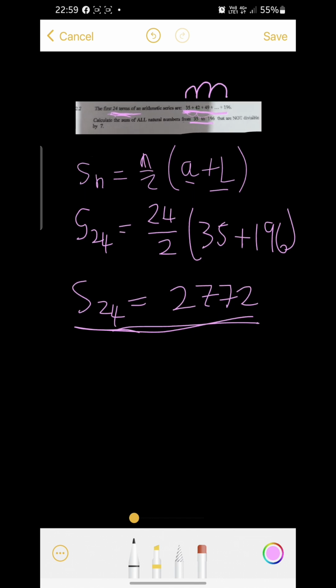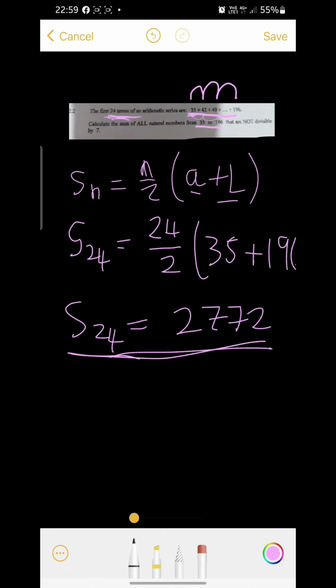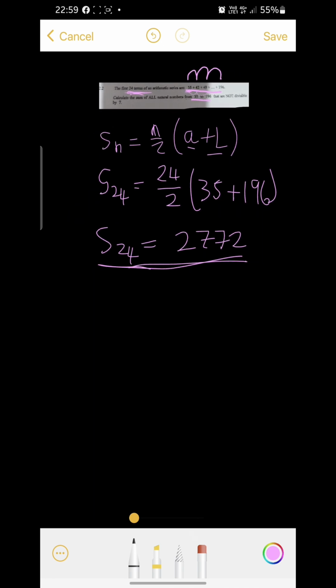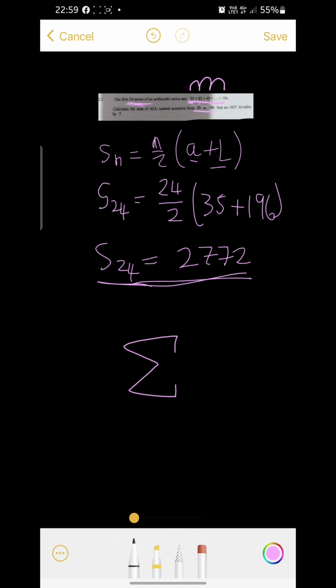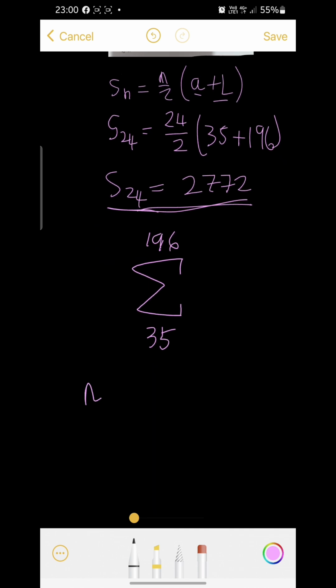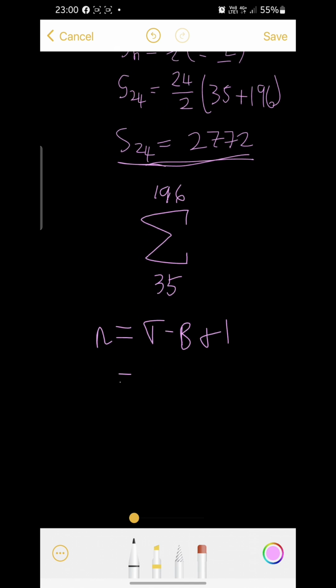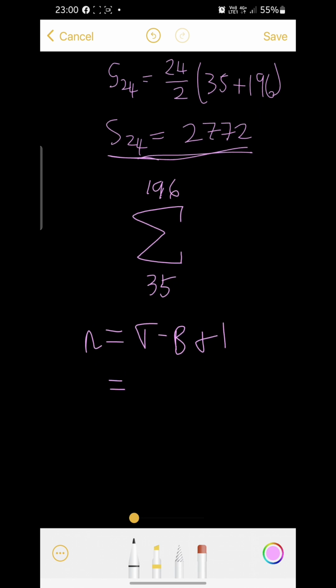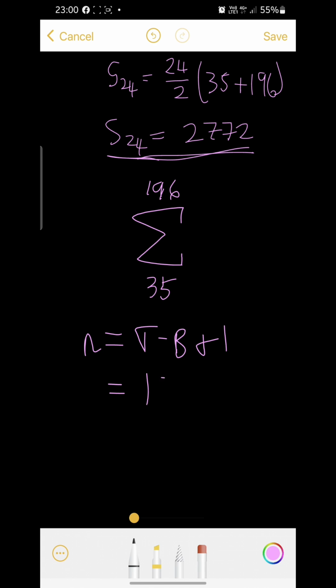So now, what is our n here? We're calculating the sum of all natural numbers from 35 to 196. So how would we look at this to find our n? Let's just take something like a sigma notation, where we had 196 here, and we had 35 here. So how would we usually find our n, which is our number of terms? It's top minus bottom, plus 1. So we're just going to do exactly that to find how many terms we are calculating from 35 to 196. So our top is 196, minus 35 plus 1.